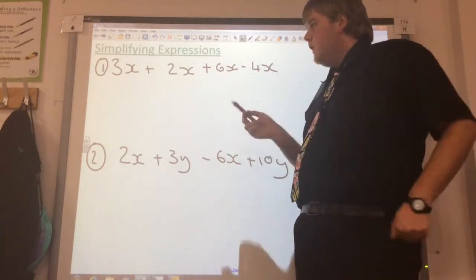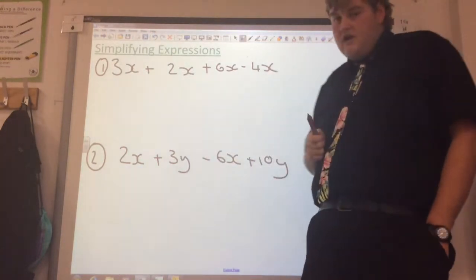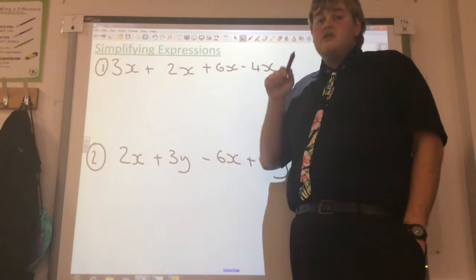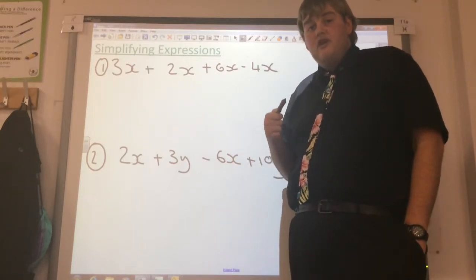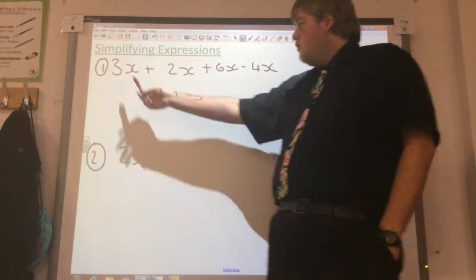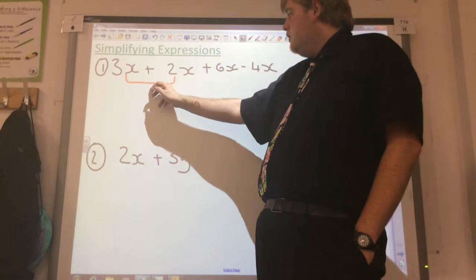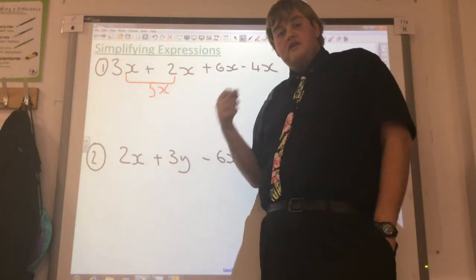It's nice and easy. So we've got a 3x, a 2x, a 6x and a 4x, okay? Now, when you're adding and subtracting, we add the numbers in front of the letters. So we're going to start with 2x and 3x, and these two give us 5x. 2 add 3, it's 5, we've got our x's.